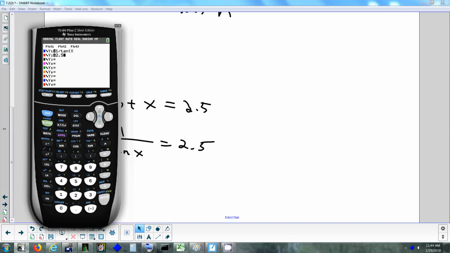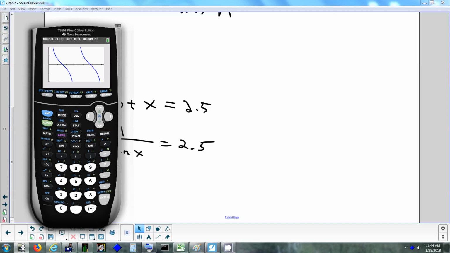Now, cotangent and tangent don't have a period of 2 pi. They have a period of 1 pi. So when we set our window, if you go 0 to 2 pi, watch what happens. You're not going to get just one section. You're going to end up with 2 sections. That's not what you want. All you want to do is focus on one section of tangent, or cotangent.